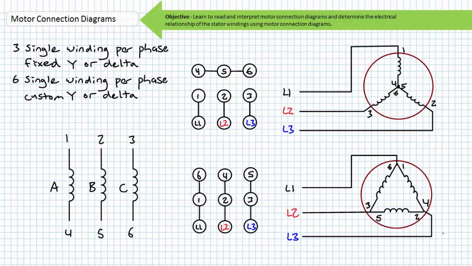The customizable Y or delta nature of 6-lead motors can be used to reduce inrush current in a method called a Y-start, delta run, reduced voltage starter. We'll return to discuss this topic in greater detail in later lectures. However, as a brief overview, consider a motor starter that starts a motor in the Y configuration and then transitions to the delta configuration after a predetermined length of time or after the motor has come up to a predetermined speed. When started in the Y configuration, each winding receives the smaller line-to-neutral voltage, and voltage, being the cause of current, inrush current will be less.